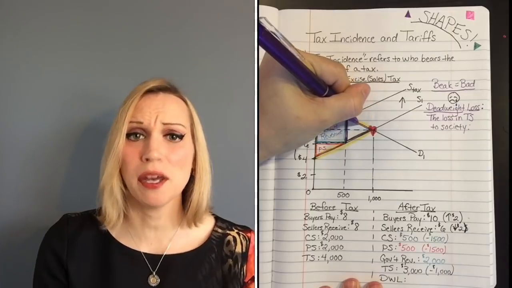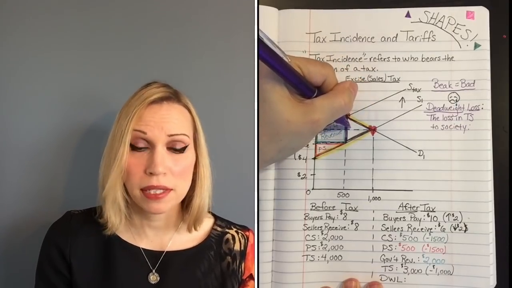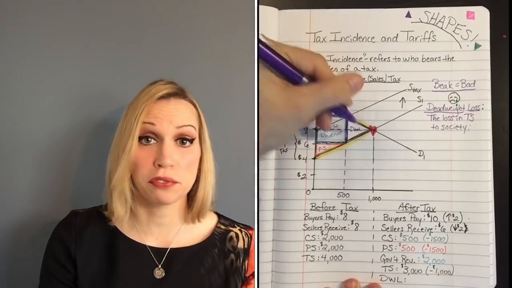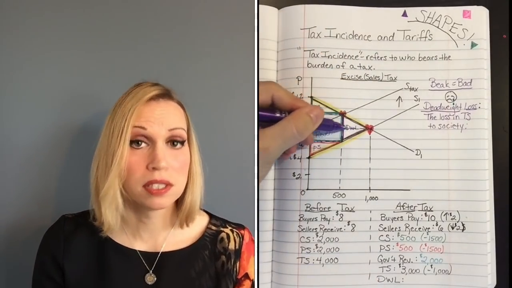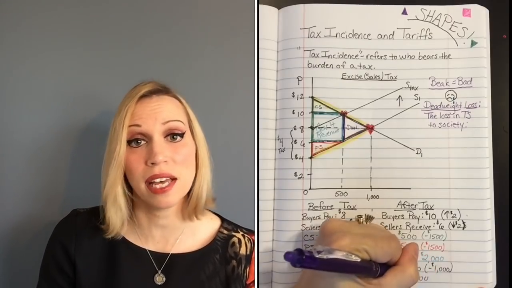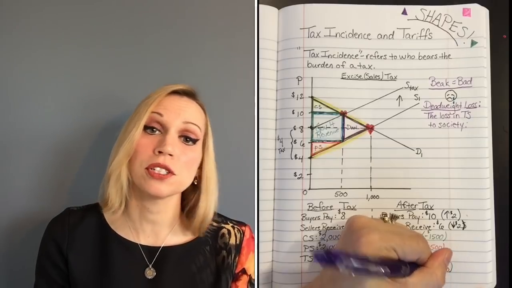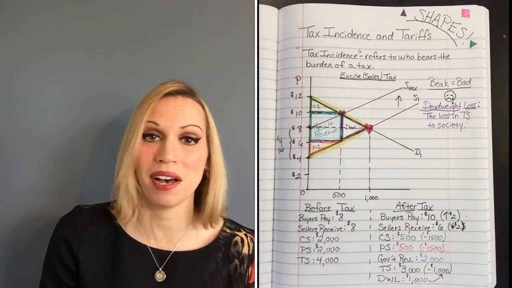So take a look at that beak. It's just a triangle, so we could do area of a triangle on that beak. So we would be doing 1/2 times 4 times 500. 4 times 500 is 2,000, and half of that is 1,000. Well, notice how 1,000 is how much our total surplus decreased by.